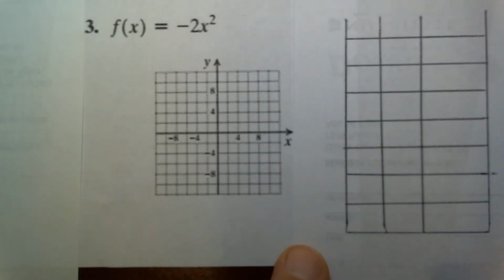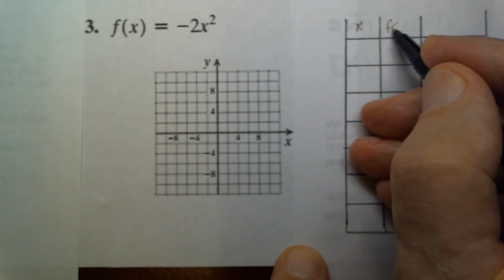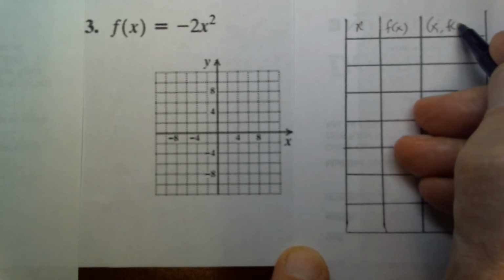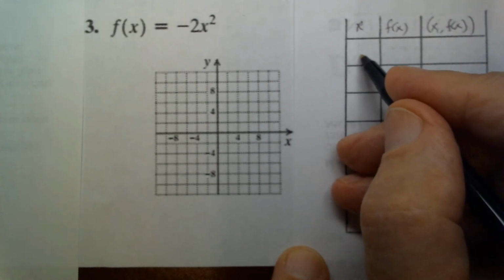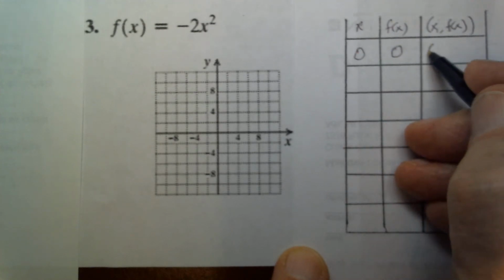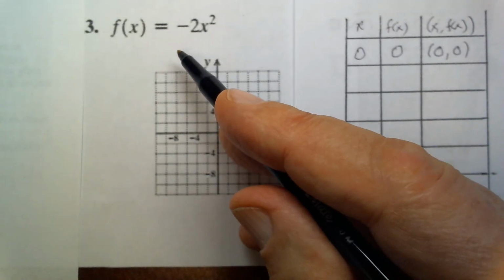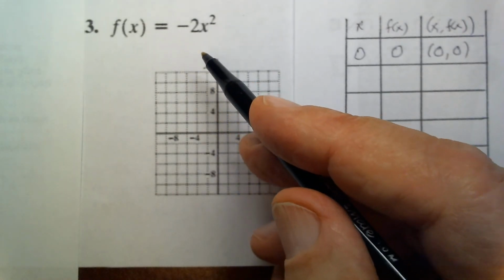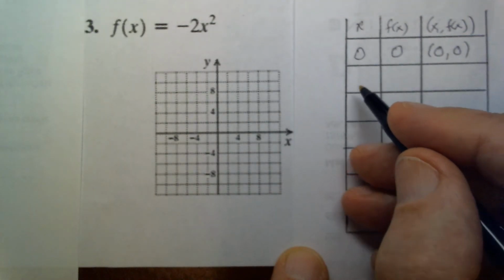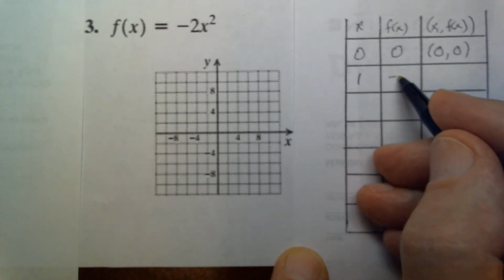So as in the previous exercises, we make a table of values for x and f of x and the ordered pairs x comma f of x. So when x equals 0, then the function is 0. So this is the origin, of course, and that's where the vertex is. And since a is minus 2, it's a downward opening parabola. So when x equals 1, then f of x equals minus 2.